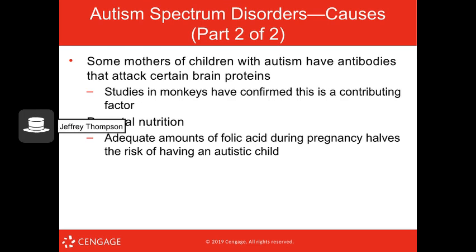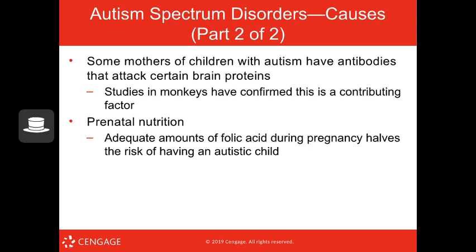Some mothers of children with autism might have antibodies that attack certain brain proteins. We've talked about how sometimes the mother's body might look at the developing child and say, "What is this doing in here? What is this little weird growth that's going on? And why is it so cute? Let's attack it." Studies in monkeys have confirmed that this is a contributing factor. So we can see these antibodies being developed that are attacking brain proteins.